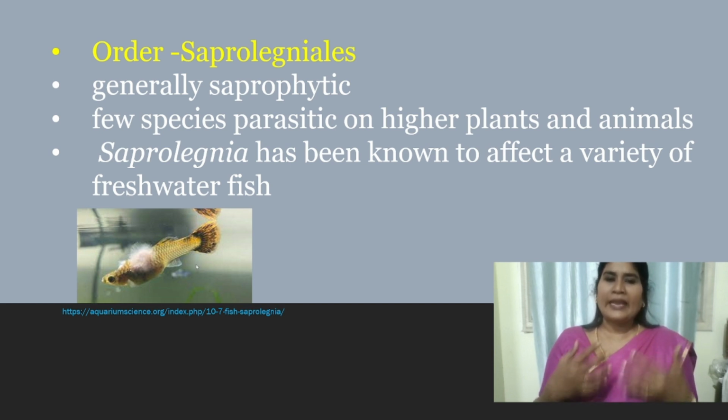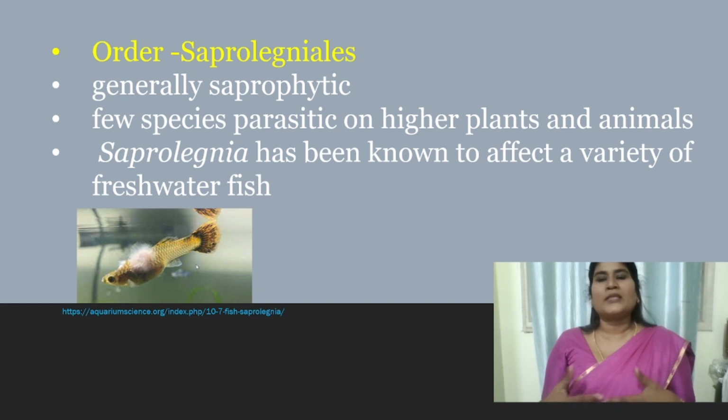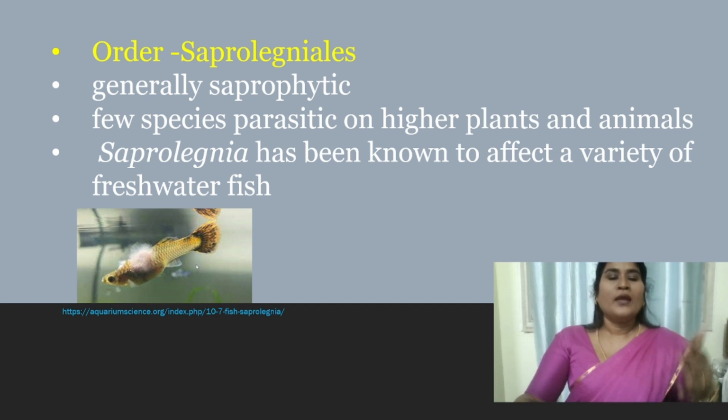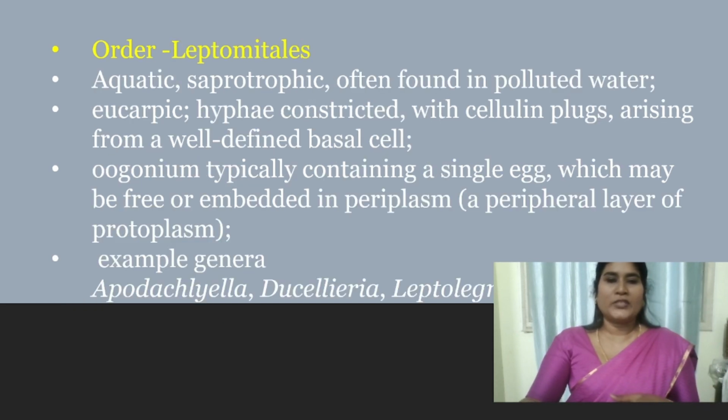Saprolegniales. In the name itself, you can find they are generally saprophytic, but a few species are parasitic on higher plants and animals also. Saprolegnia is one of the genera which affects freshwater fish. In the picture, you can see how this mycelium grows abundantly on the surface or skin of the freshwater fish.